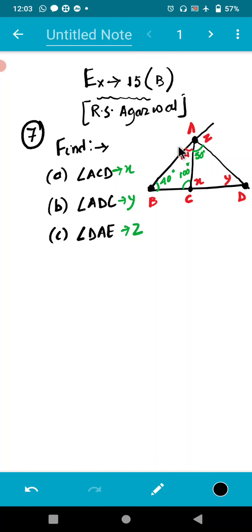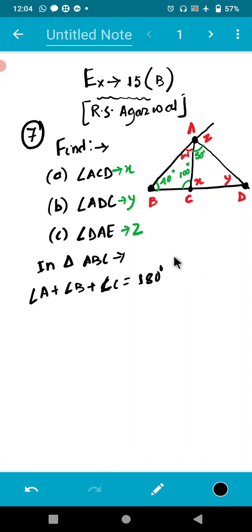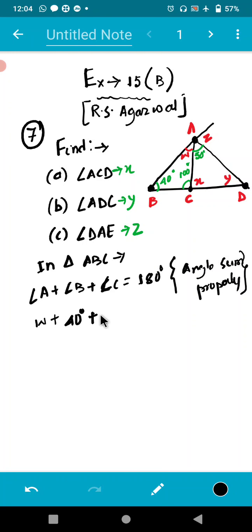So first of all, we'll find the value of this W. So in triangle ABC, angle A plus angle B plus angle C is equal to 180 degrees. Now, why? Angle sum property. We have studied this. So, angle sum property. Now, in place of A, we will write W so that you can correlate these letters with the angles in the figure. Now, B is 40 degrees and C is 100 degrees, that would be equal to 180 degrees.